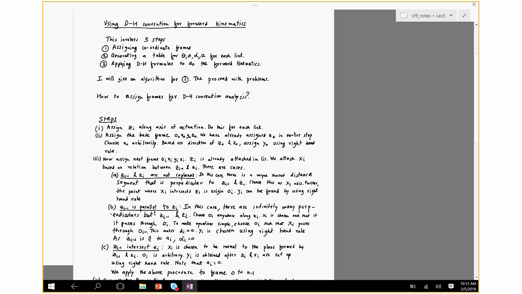Okay, so 3 steps, 1, 2, and 3. The first step is assigning coordinate frames. So I'm reading from the handout. The second is generating the table. Those are the 2 hard steps. The third one, apply the DH formula, is really very simple.